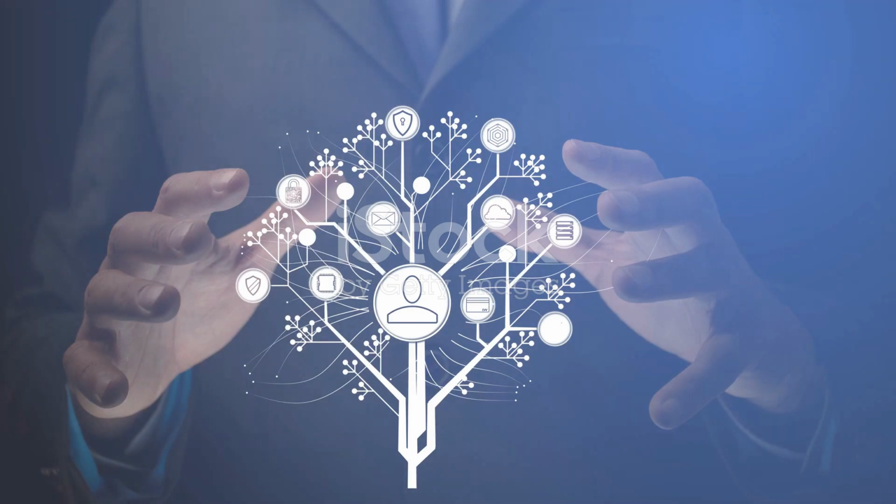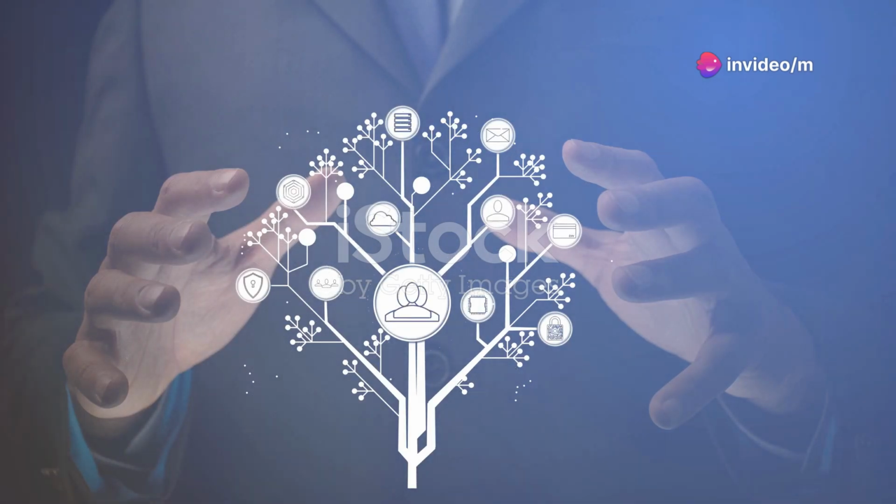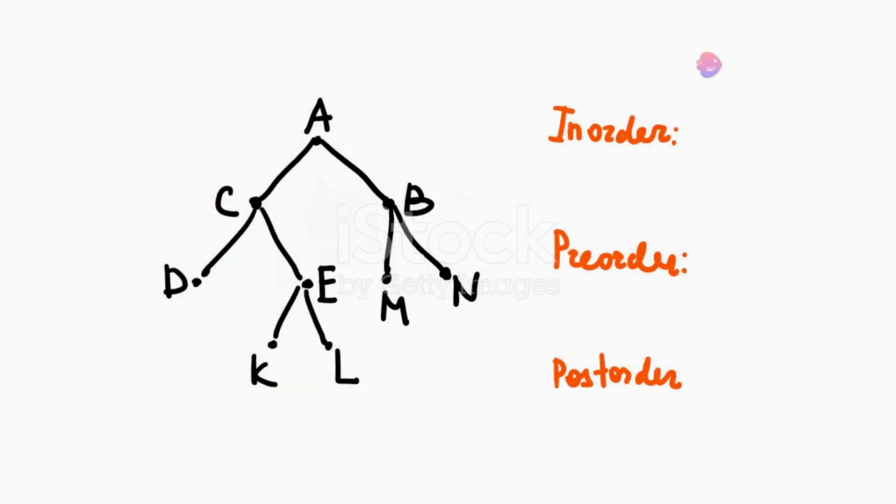One of the most common types of trees is the binary tree, where each node has at most 2 child nodes, typically referred to as the left child and the right child. Binary trees have various applications, including binary search trees, expression trees, and Huffman coding.